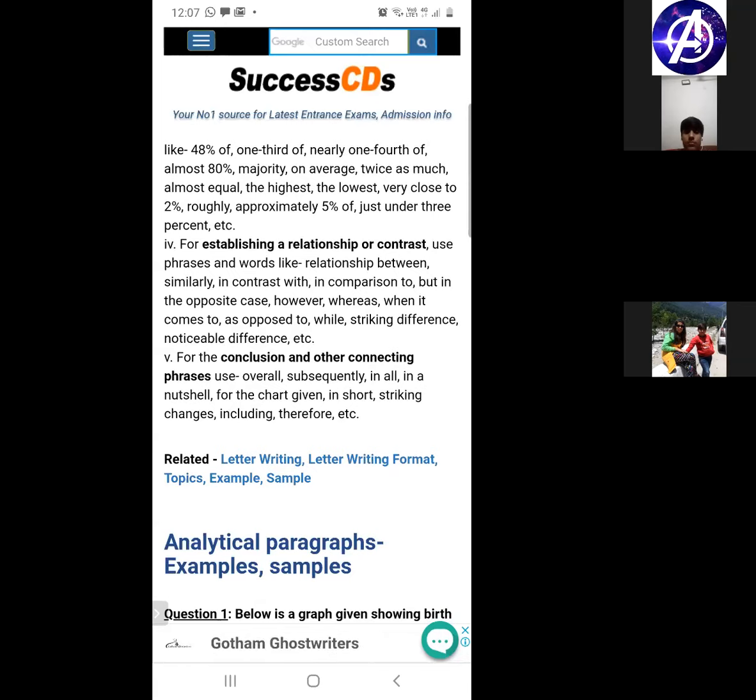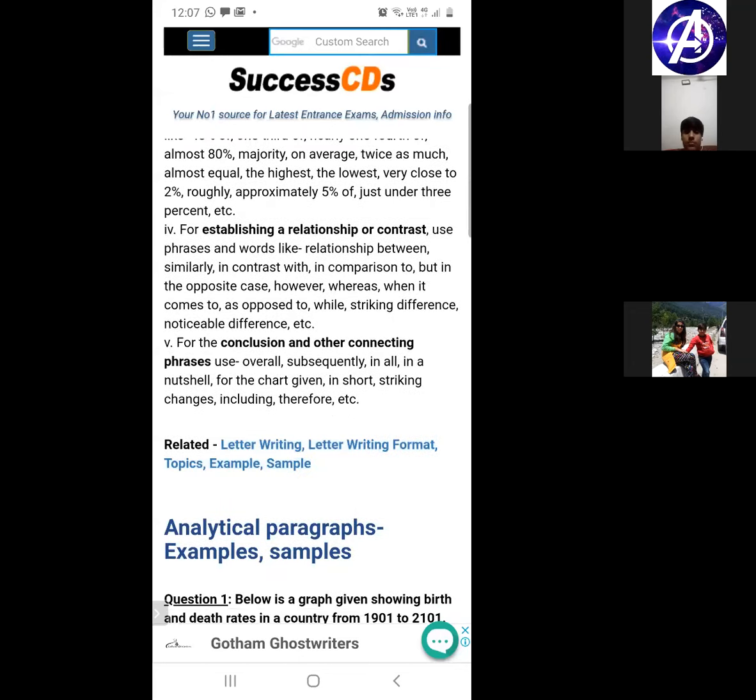For the conclusion and the other connecting phrases, use overall. When we are ending a paragraph, obviously you use such kinds of words. We can say concluding the para, or overall, subsequently, gradually, in a nutshell, the gist is, for the chart given, in short, striking changes, including, therefore. These are the words which we use for concluding the analytical paragraph.